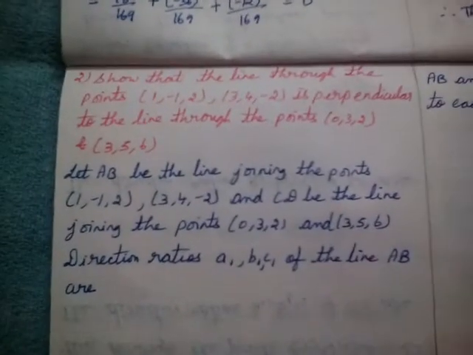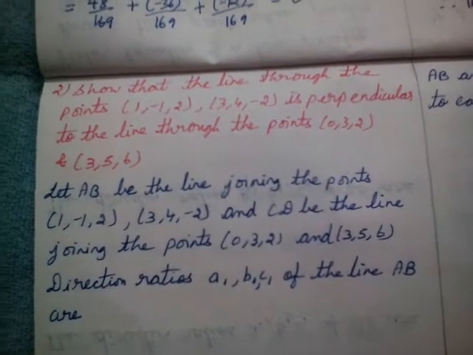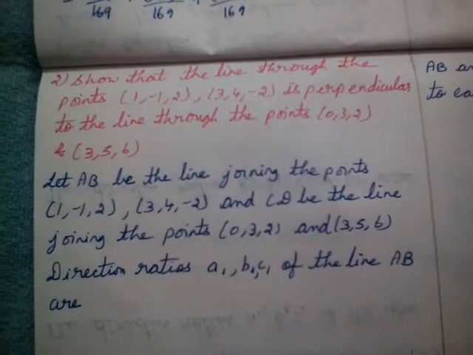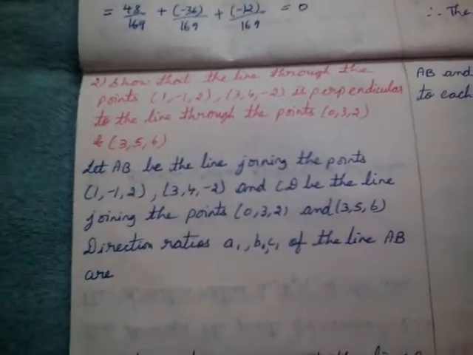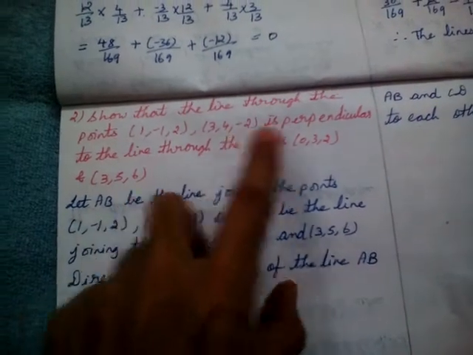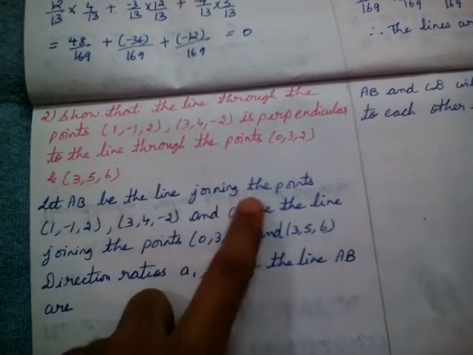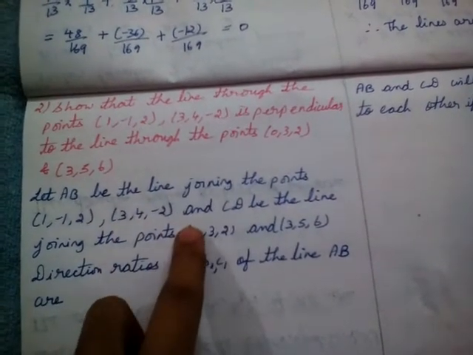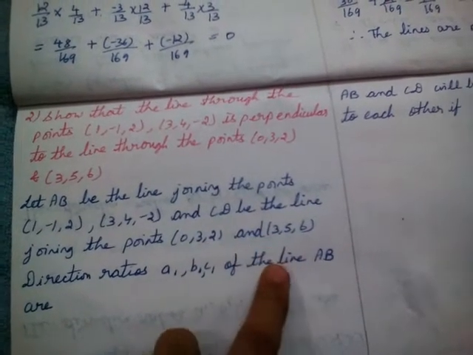Okay, now moving on to the second one. It is given here: show that the line through the points (1, -1, 2) and (3, 4, -2) is perpendicular to the line through the points (0, 3, 2) and (3, 5, 6). Now, there are two lines. One line passes through these 2 points and the other line passes through these 2 points. So let AB be the line joining the points (1, -1, 2) and (3, 4, -2), and let CD be the line joining the points (0, 3, 2) and (3, 5, 6).